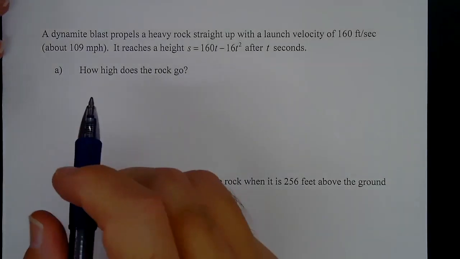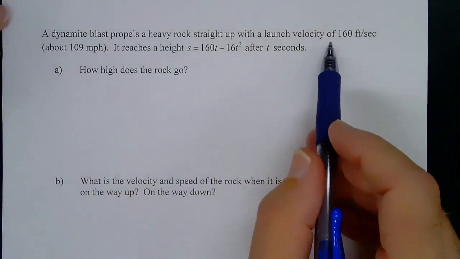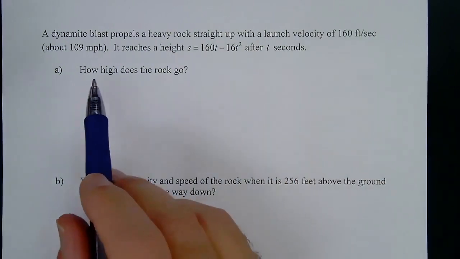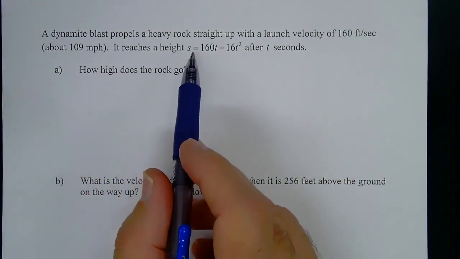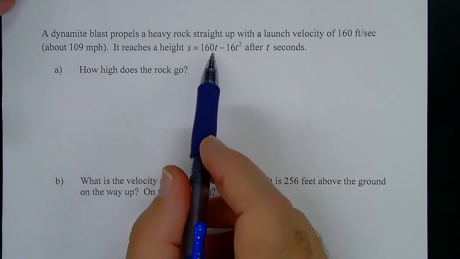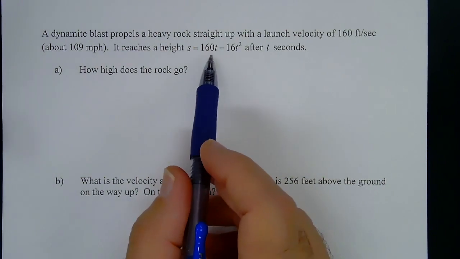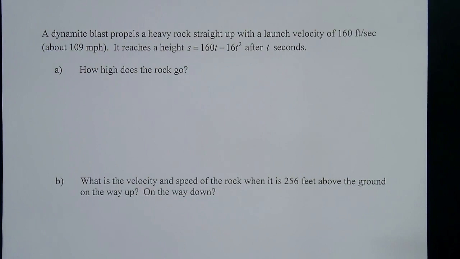So for this last problem, a dynamite blast propels a heavy rock straight up with a launch velocity of 160 feet per second, which is about 109 miles per hour. And it reaches a height, which is called S. And we can get the height that it reaches by knowing the time. So it's 160t minus 16t squared, and that's after t seconds. So you put a time in it, and it tells you your height, okay?